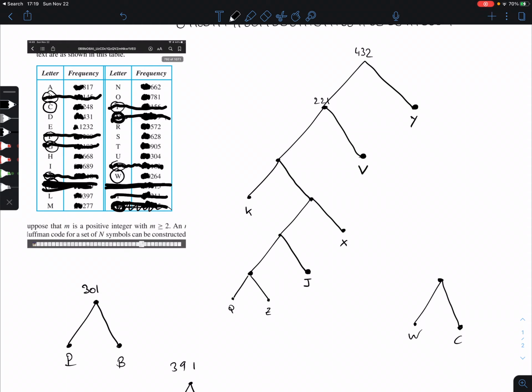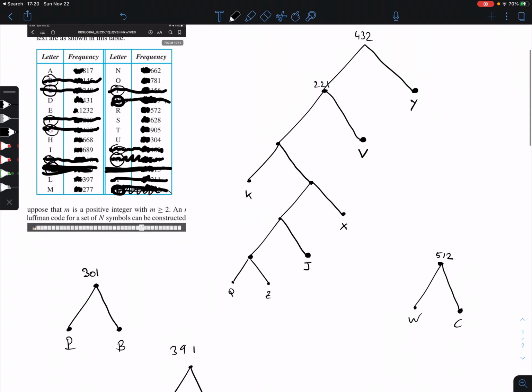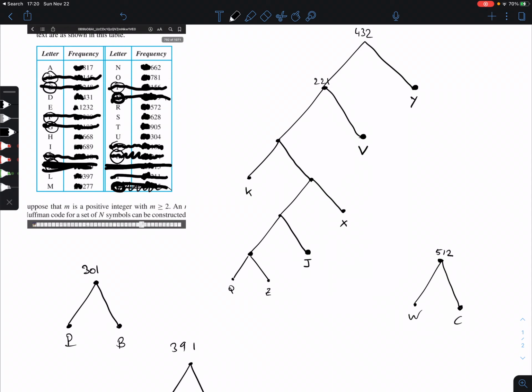I don't want to make mistakes here when the numbers get bigger. 248 plus 264. 264 is 512. Okay, so C and W are gone. What do we still have left? We have M left. Let's see, what are our trees? Our trees are in the 300s. Oh, but there's a U, that's 304, but this tree is 301. So, together with M, this is going to be the next thing that we need to do.